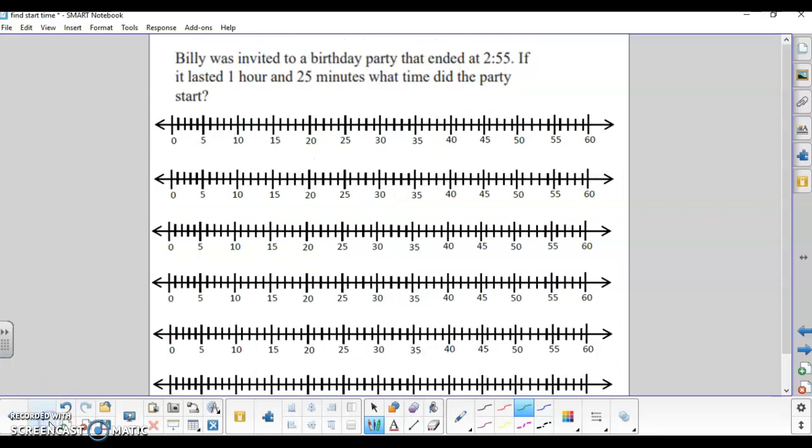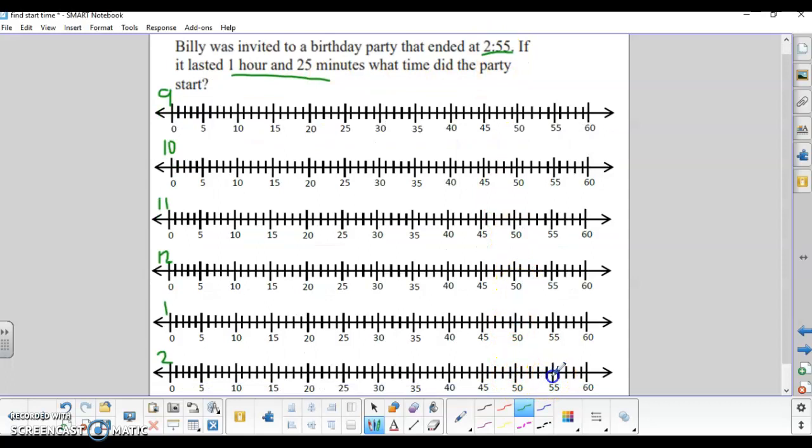Let's try another one. Billy was invited to a birthday party that ended at 2:55. If it lasted 1 hour and 25 minutes, what time did the party start? So we are labeling our number line starting at the bottom. We have 2:55. This is 2, 1 o'clock, 12 o'clock, 11 o'clock, 10 o'clock, 9 o'clock. The party ended at 2:55. It lasted 1 hour and 25 minutes. So what time did it start?